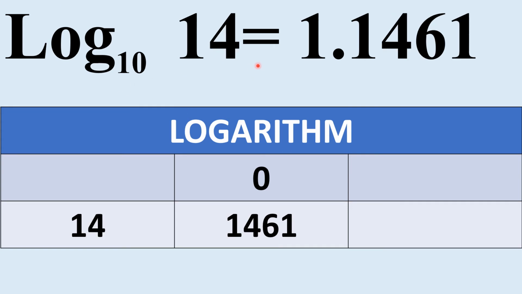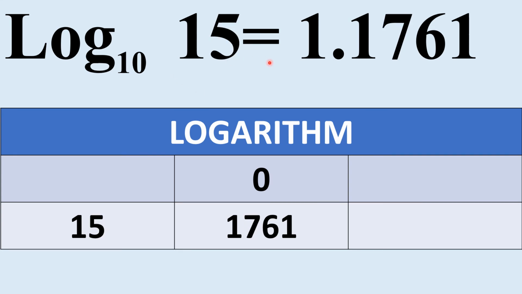Value of log 14 is 1.1461. In 14, before the decimal 2 digits are there. From that 2 you subtract 1, thus 1 is the characteristic. To write the mantissa, in front of 14 under the column 0, in the logbook 1461 is there. That 1461 you write after the decimal. Thus value of log 14 is 1.1461.